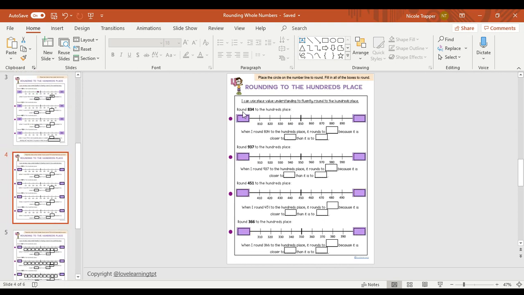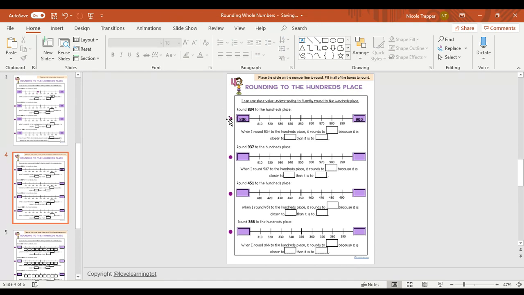Next slide says round 834 to the hundreds place. On this slide, they're not going to give you the boundaries, and you're going to have to come up with them yourself. So if I'm rounding to the hundreds place, I'm going to find out which digit is in the hundreds place, and that digit is 8. So I'm either rounding down to 800, or I have to count by 100s to see what the next 100 would be after 800. So 800 then would be 900. So on the other one, I'm going to put the number 900.